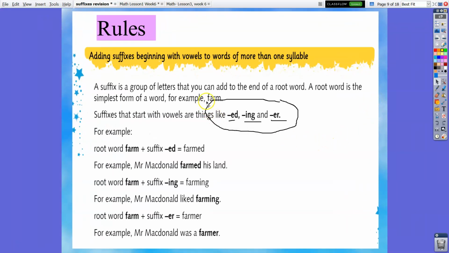And we have rules for the suffixes that begin with vowels like ed, ing, and er. So root word farm plus suffix ed, it becomes farmed. A suffix is a group of letters that you can add to the end of the root word. A root word is the simplest form of the word, for example, farm. Suffixes that begin with vowels are things like ed, ing, and er. So this is very self-explanatory. Just simply add these to a word to form another word.